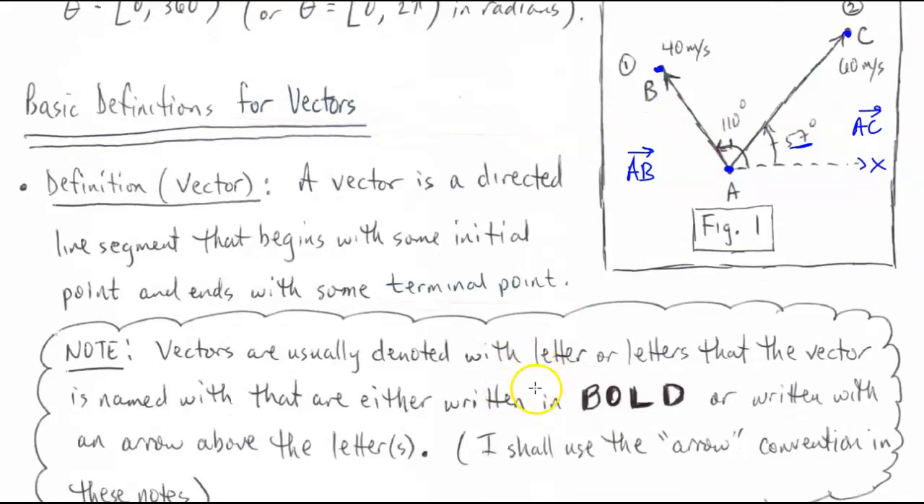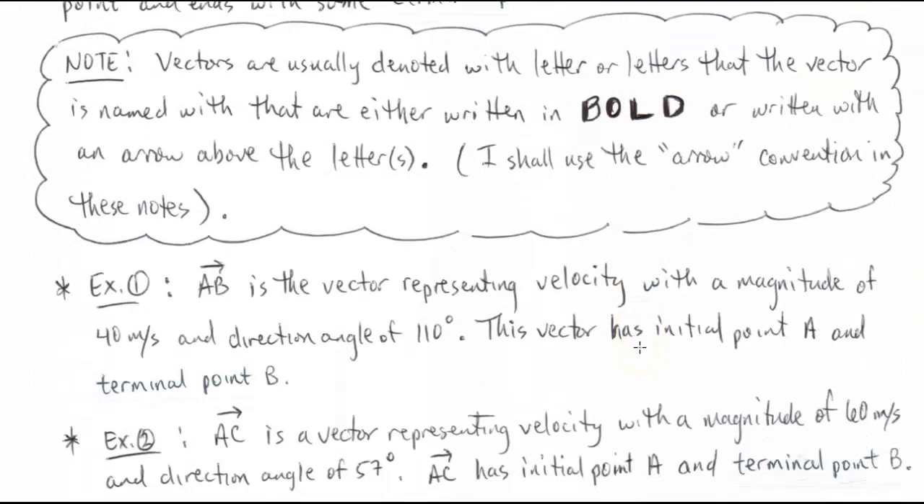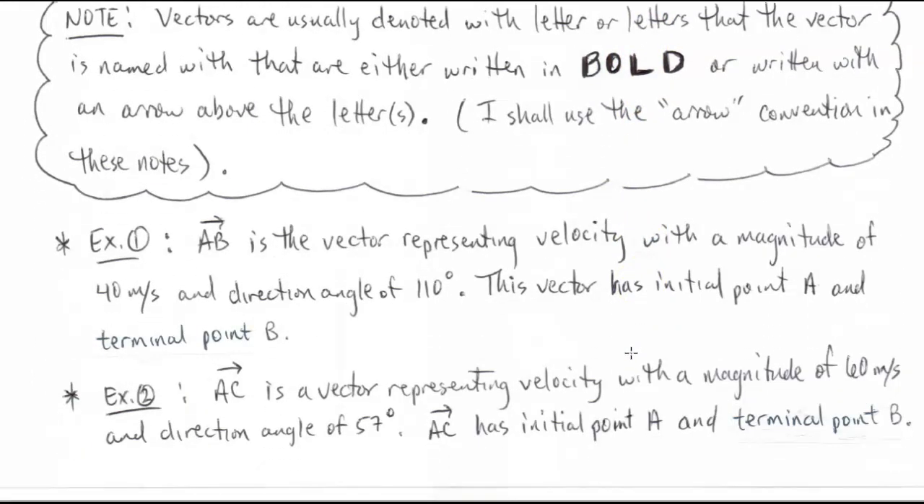Now, down here in this note, I'm basically saying that I'm going to be using the arrow convention versus the bold convention here. I've already mentioned that my vector AB is going to be some vector in this direction. But notice for this particular example that the magnitude of the vector, or what we call the length of the vector, is going to be 40 meters per second. And for vector AC, the length of that vector is 60 meters per second.